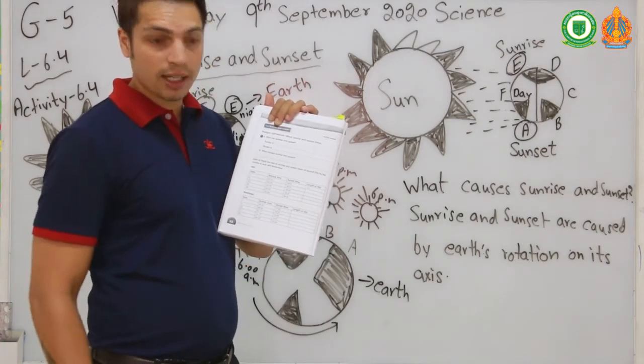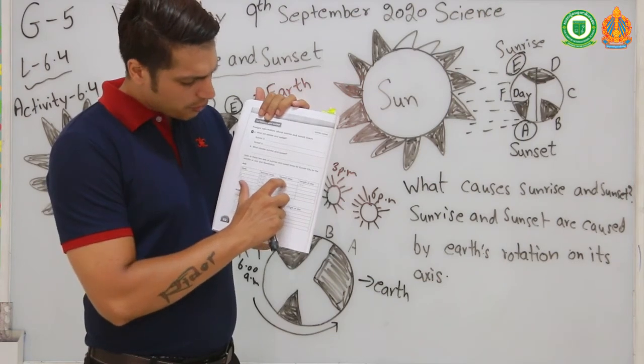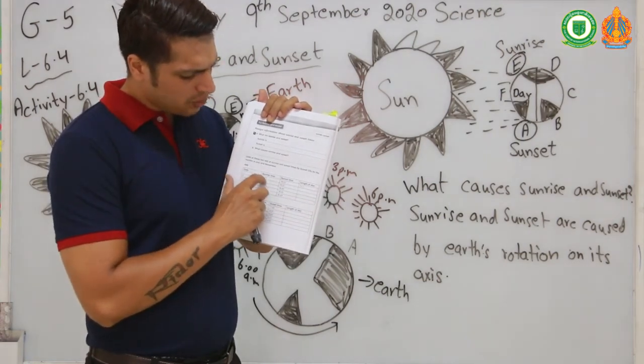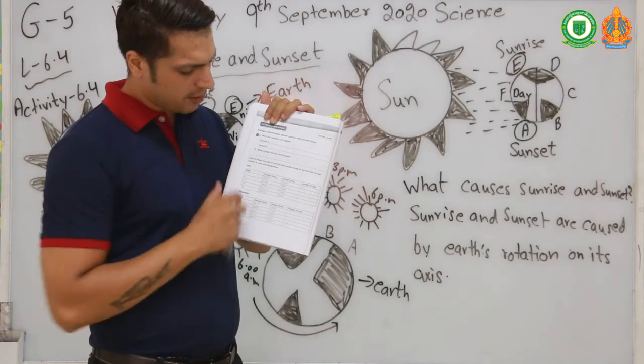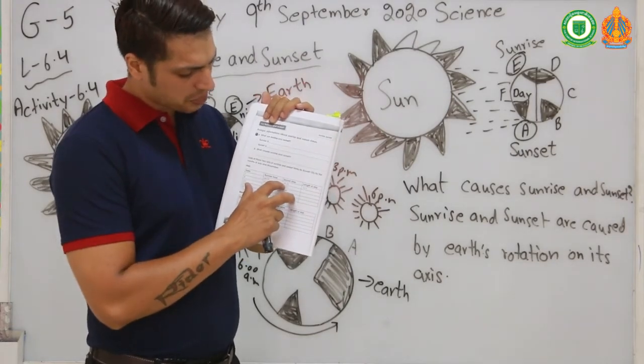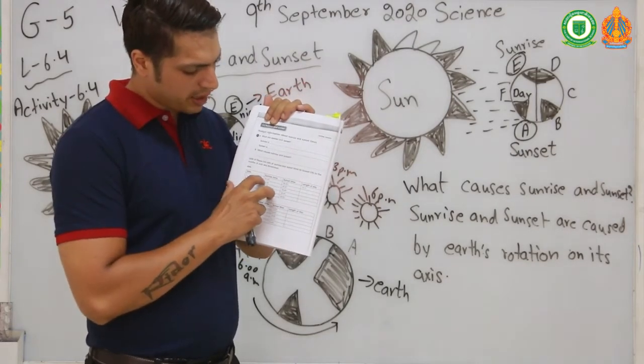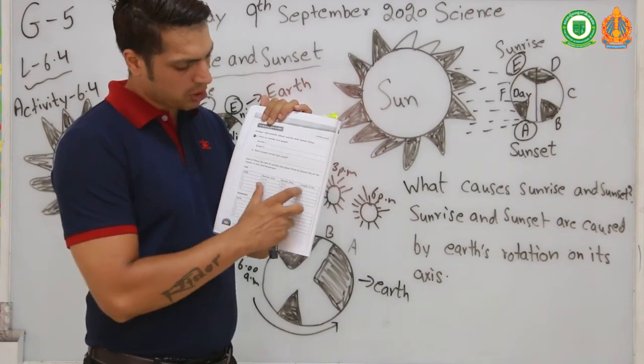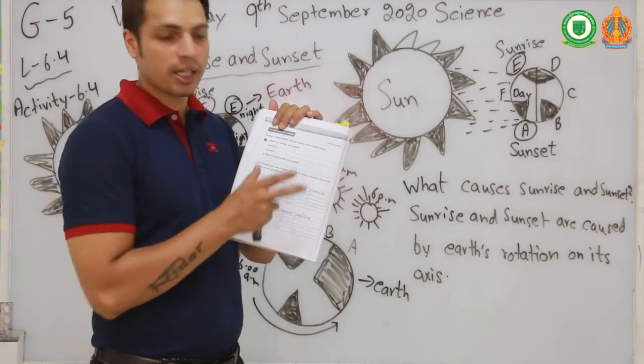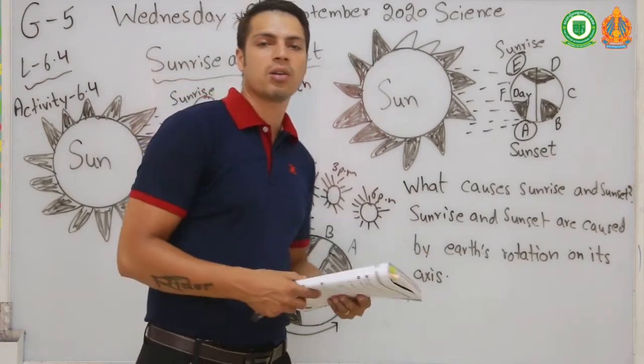How can you find out the length of the day? Take this one, and minus this one from this one, you will see. 1852 minus 452, so you will get 14 hours. So that's how you can find out the length of the day.